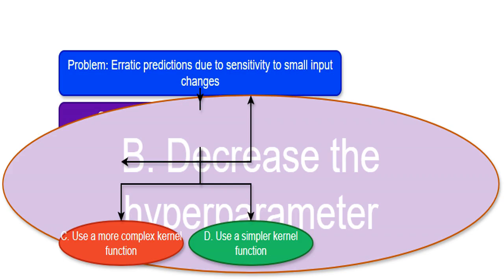The kernel describes how points relate. A complex kernel is like using a super precise tool that can capture every detail, which is both very sensitive and more likely to overfit. A simpler kernel acts as a more general approach, preventing the model from overreacting to tiny data fluctuations. It's like using a broader paintbrush instead of a super fine one, getting a less detailed but more stable painting.